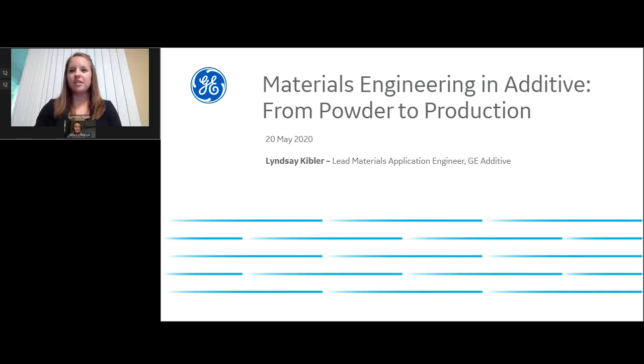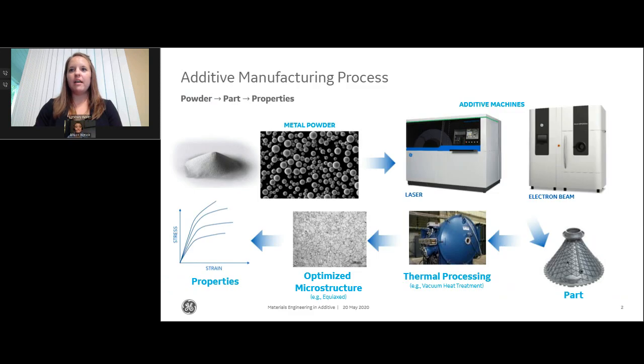Hello, everyone. As Allison mentioned, my name is Lindsay Kibler, and today we are going to talk about materials engineering in additive manufacturing from powder to production. I'll start off by highlighting the different steps of the additive process. We'll start with additive metal powder, which will be fed into the machine. What we're showing here are examples of laser powder bed fusion and electron beam powder bed fusion on our Concept Laser and Arcam platforms, respectively. And then the machines will produce a part, which will then go through thermal processing and other post-processing steps before finalizing the optimized microstructure. That microstructure is what will set your material properties.